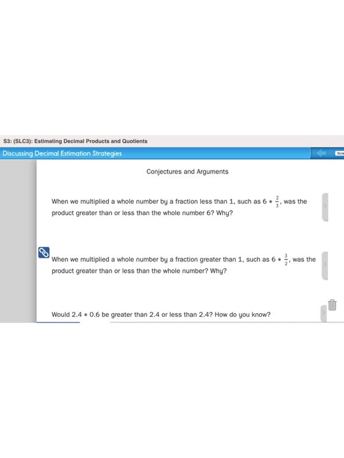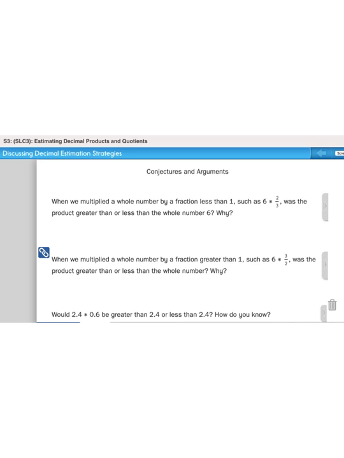Remember when we did the work with fraction multiplication in Unit 5? When we multiplied a whole number by a fraction less than 1, such as 6 times 2/3, was the product greater than or less than the whole number 6? The answer is less than. Why? Because if you think of equal groups, the product is less than one group of 6. That is less than 6.